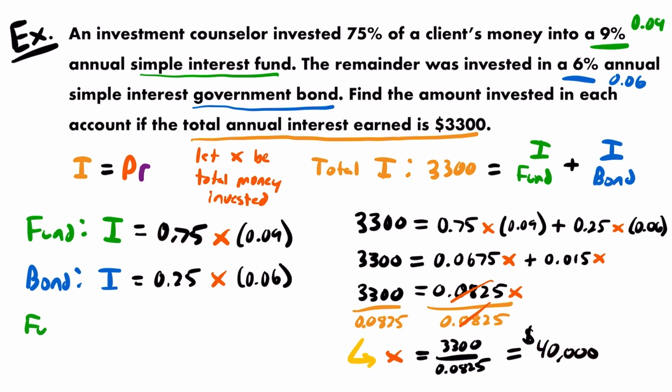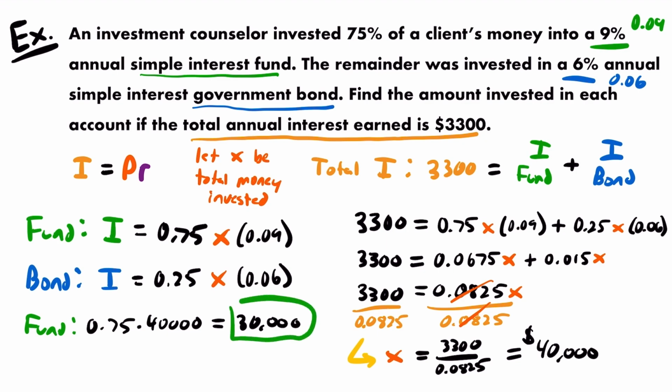So for the fund, 0.75 times 40,000 gives you that the amount invested was 30,000. That's 75% of 40,000. So that's one of our answers. And then for the bond, we will take 25% of x. That would be the amount invested in the bond. So we have 0.25 times 40,000, which will be equal to 10,000.